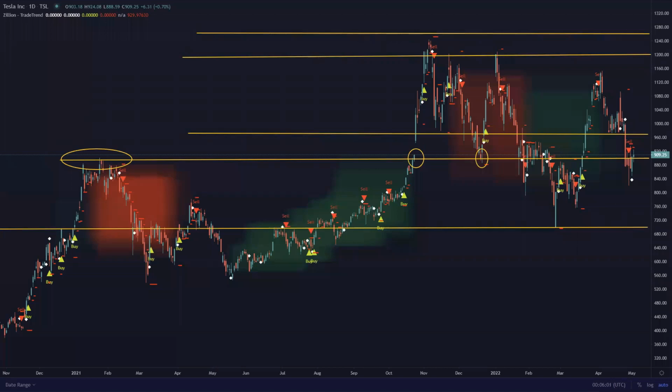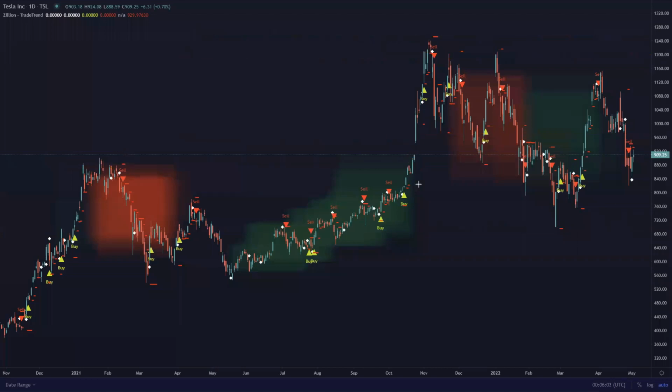So a difficult one to trade right now, Tesla, for sure, but worth taking a look at. And certainly one, if I were to trade, I would use scaling in and out as a methodology in terms of money management.